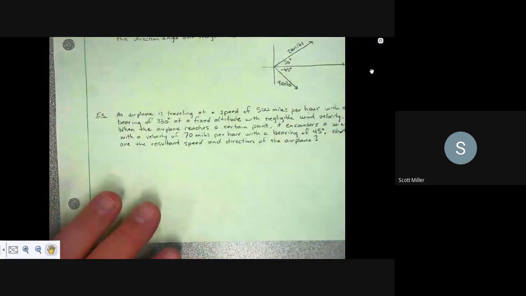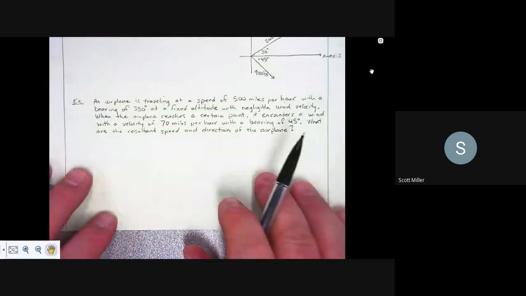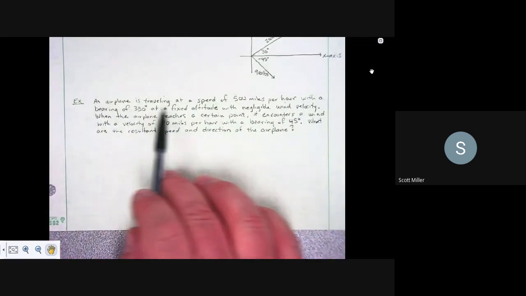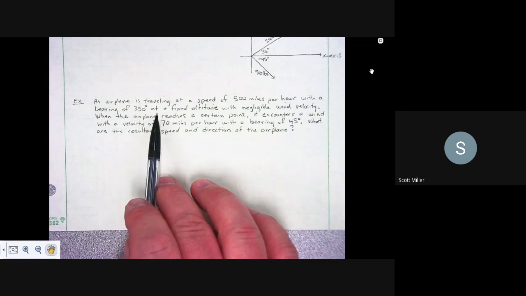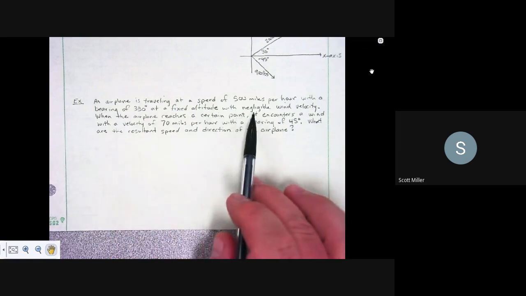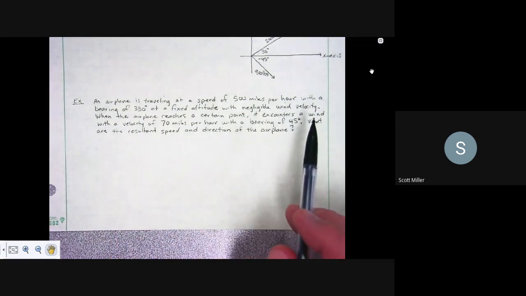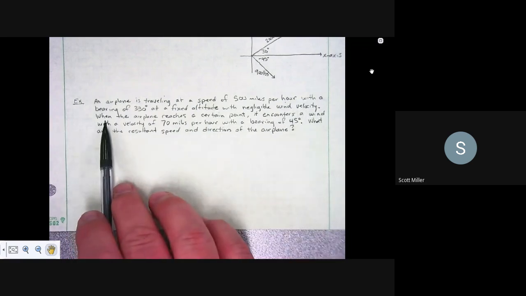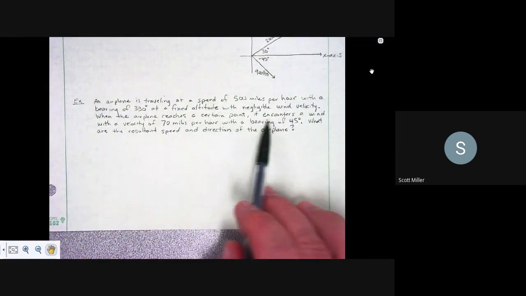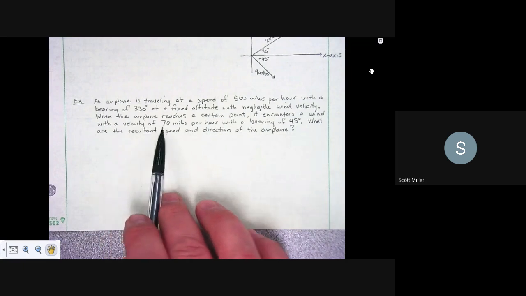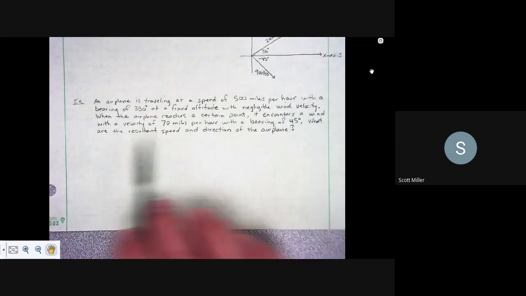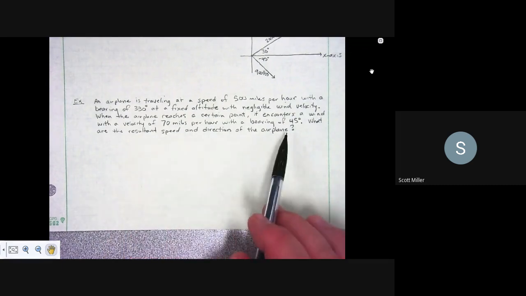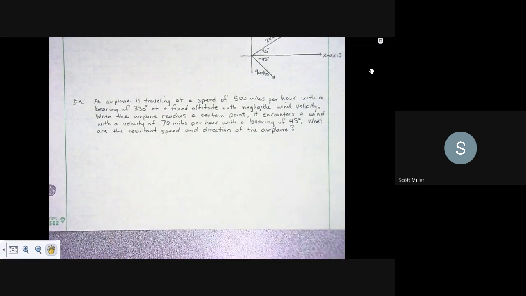Okay, one more to do. The last one over here, the airplane. An airplane is traveling at a speed of 500 miles per hour with a bearing of 330 degrees at a fixed altitude with a negligible wind velocity. When the airplane reaches a certain point, it encounters a wind with a velocity of 70 miles per hour with a bearing of 45 degrees. What are the resultant speed and direction of the airplane? Because remember, the wind is going to push the airplane.